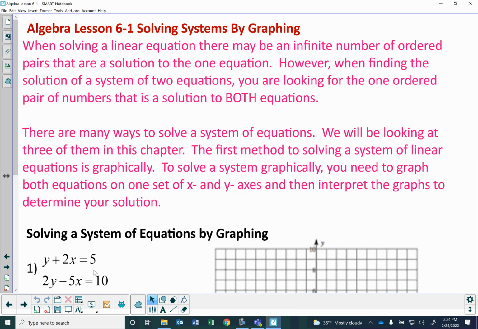When solving a linear equation, there may be an infinite number of ordered pairs that are a solution to one equation. However, when you're looking for the solution to two equations, you're looking for the one ordered pair of numbers that is a solution to both equations simultaneously. Now, there's many ways to solve a system of equations, and we will be looking at 3 of them in this particular chapter. The first method to solving a system of linear equations is to do it graphically. To solve a system graphically, you need to graph both equations on one set of x and y axes, and then interpret the graphs to determine your solution.